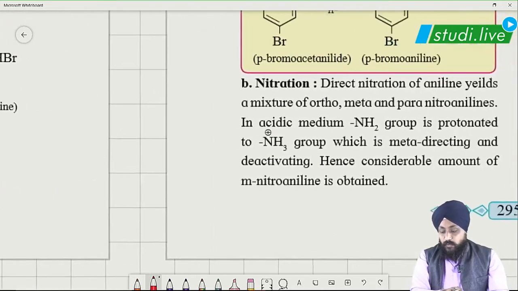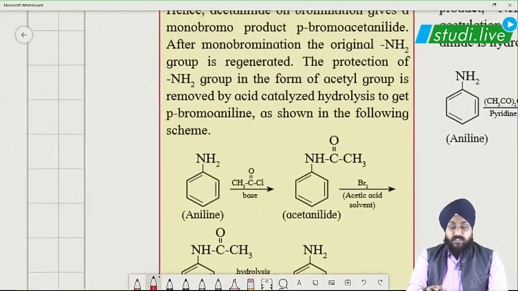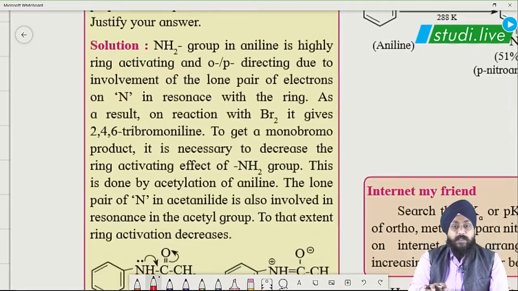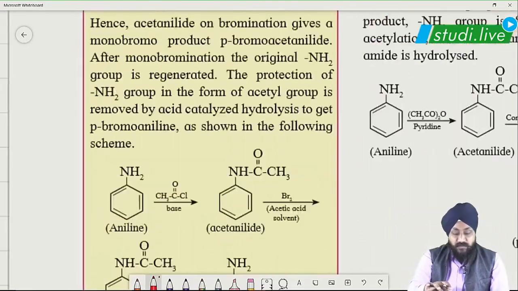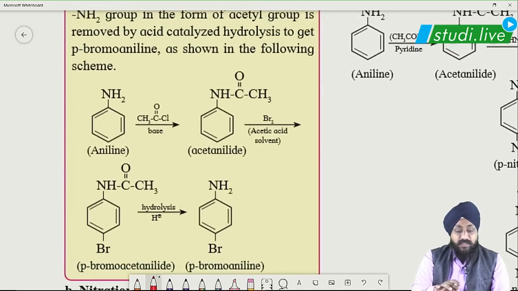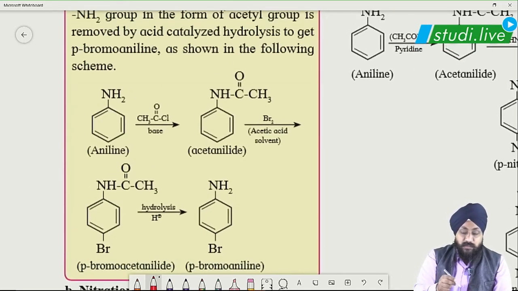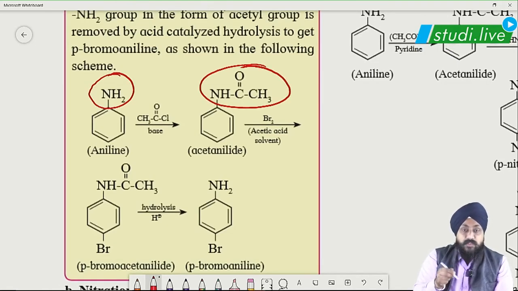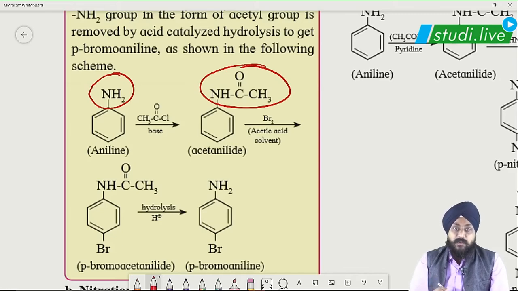Now students, suppose you don't want to prepare 2,4,6-tribromoaniline. Suppose you want to prepare only parabromoaniline. So what you will do, you will take aniline and treat it with, see what we will do, we will convert NH2 to a group where N is not able to donate more electron to the benzene ring.